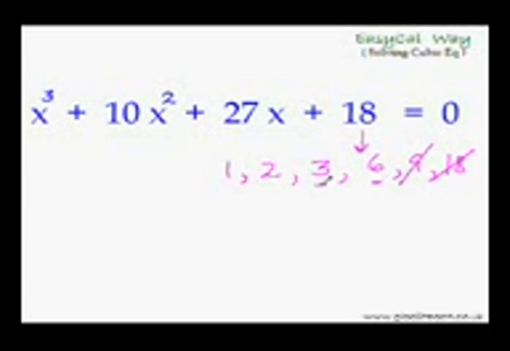6 plus 3 is 9, and 9 plus 1 is 10. So that means the three factors are 1, 3 and 6. Now just change the signs and you have solved this cubic equation. See, x equal to minus 1, x equal to minus 3 and x equal to minus 6.